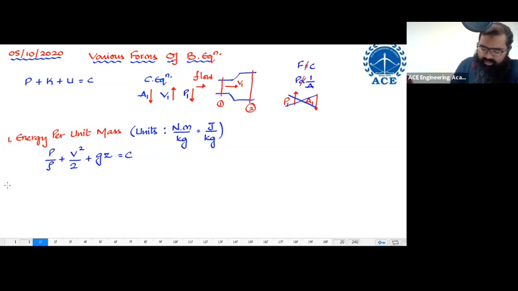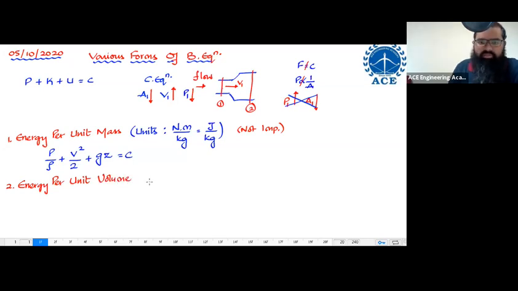Now coming to the second form. The first form, remember, is not important. The second form is a slightly important form. This is known as the energy per unit volume form.